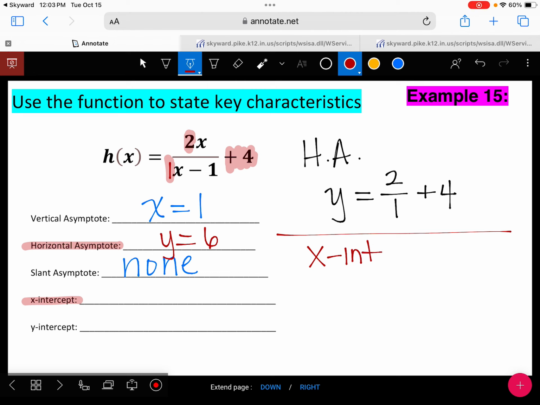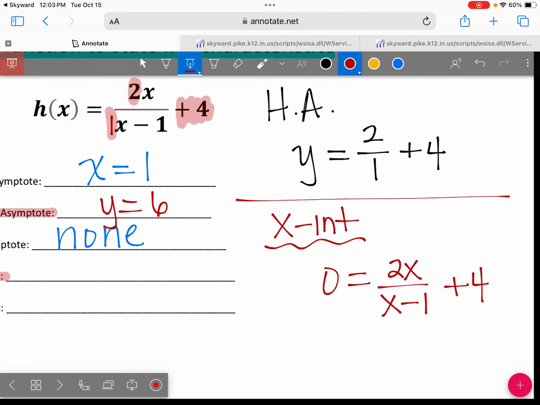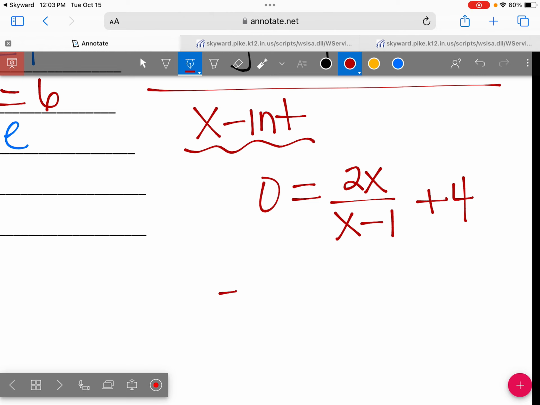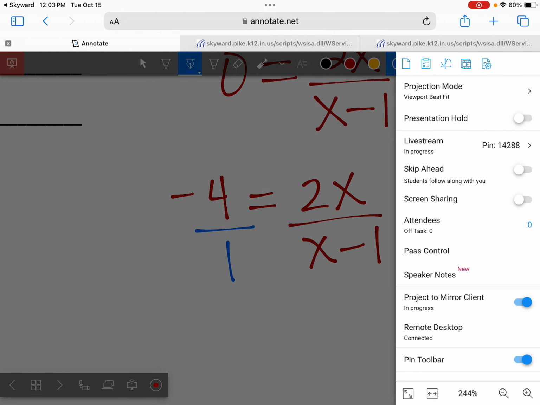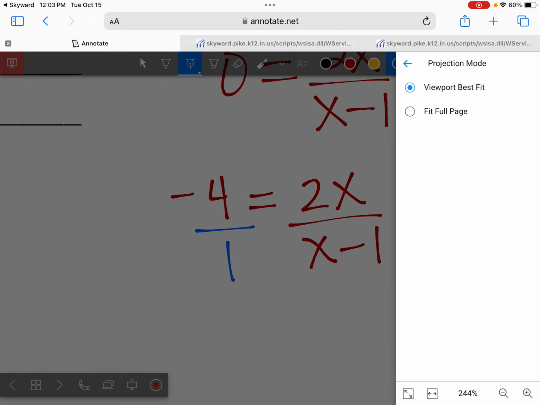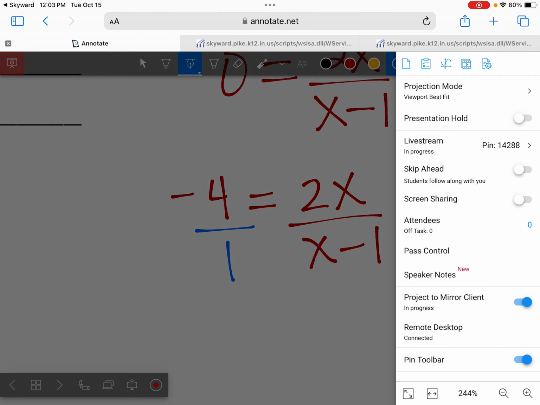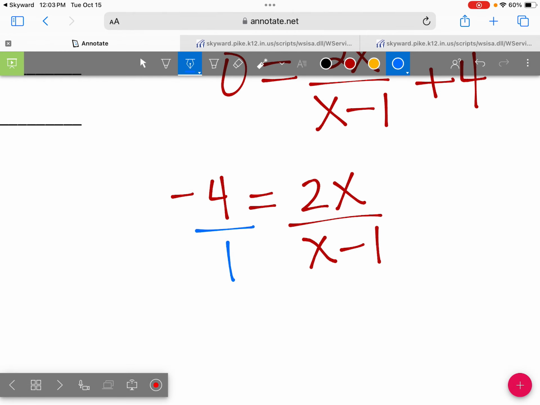Your x-intercept, set it equal to 0 and solve it. 0 equals 2x over x minus 1 plus 4. All right, let's go ahead and subtract the 4 from both sides. It's optional, you don't have to, but I'm going to make this a fraction. Everybody go ahead and solve it. I'm going to freeze my screen and then I'll show you my work in a second. So try to solve this for x and see what you get.